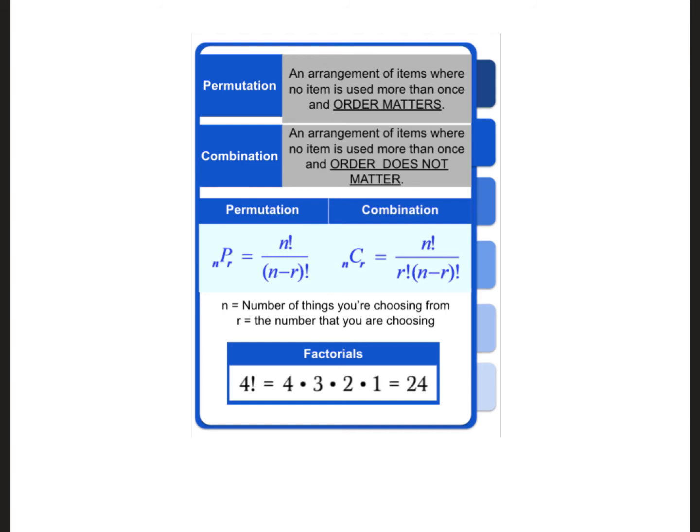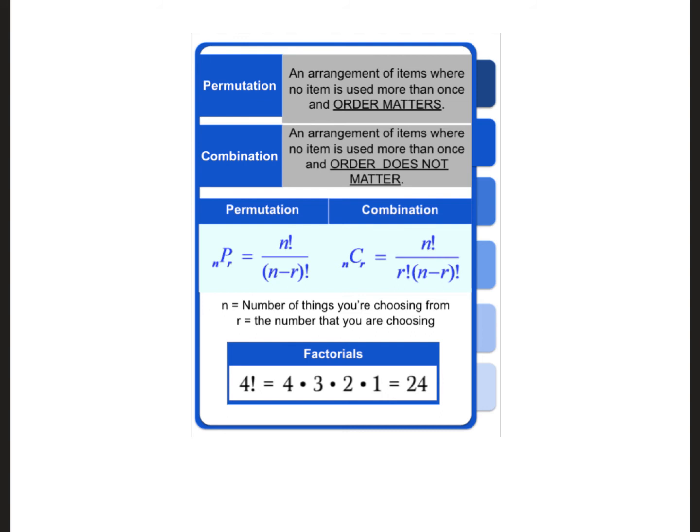We have two formulas for permutation and combination. Really, what you need to know here is that N is the number of things you're choosing from, so it's your total. If I have 5 options for my thing, that would be my N value. R is the number that you're choosing. If I want to choose 3 items from that group of 5, that would be my R value.